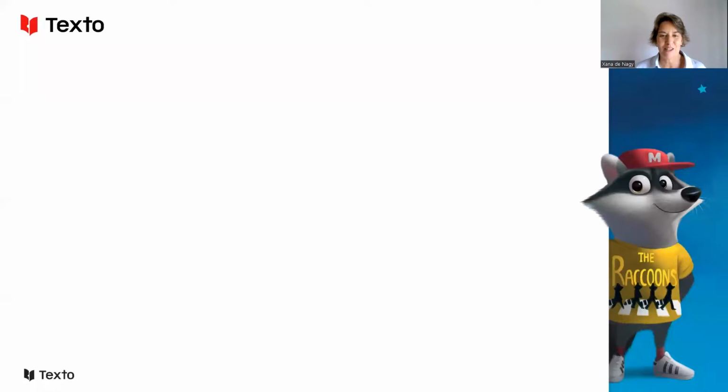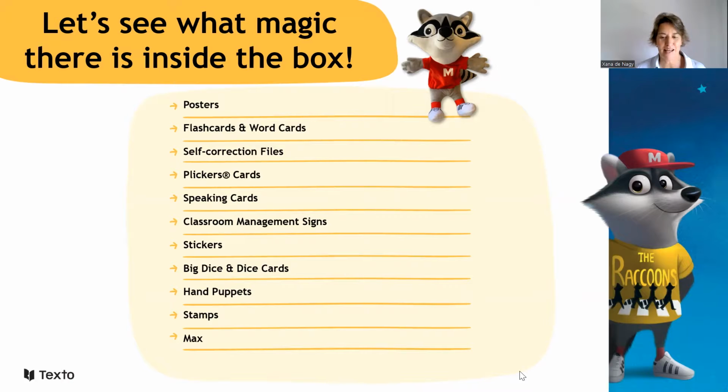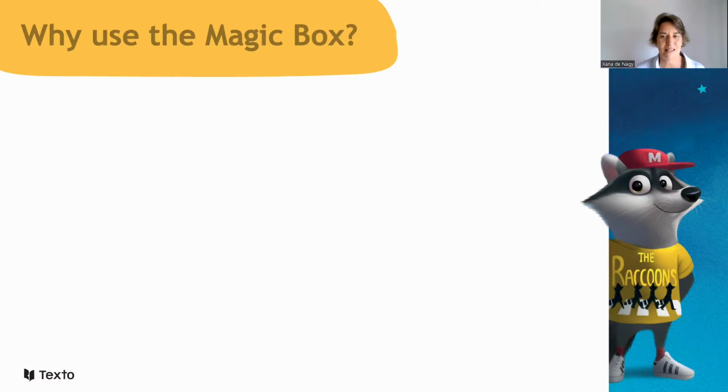Let's move on then and have a look at the contents of the magic box. Here we have a list of all the contents of the magic box, and the things I'm going to focus on today are the posters, the flashcards, the self-correction files, the speaking cards, the classroom management signs, the dice and the dice cards, the hand puppets, and of course, wonderful Max. Hopefully you have used a few of these already. If not, let's see if we can add to your list of creative ideas to use in the classroom.